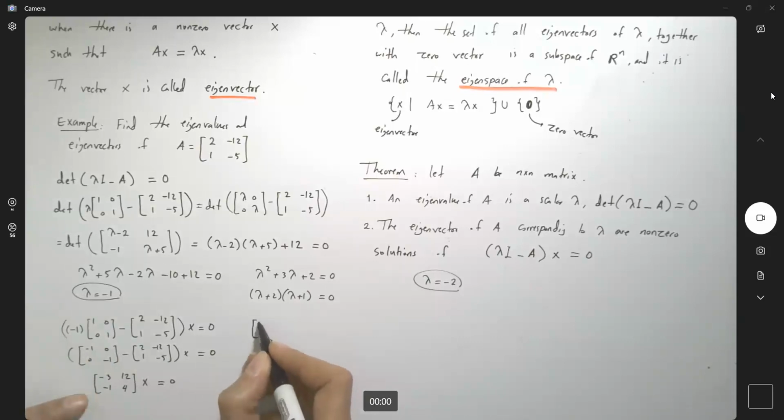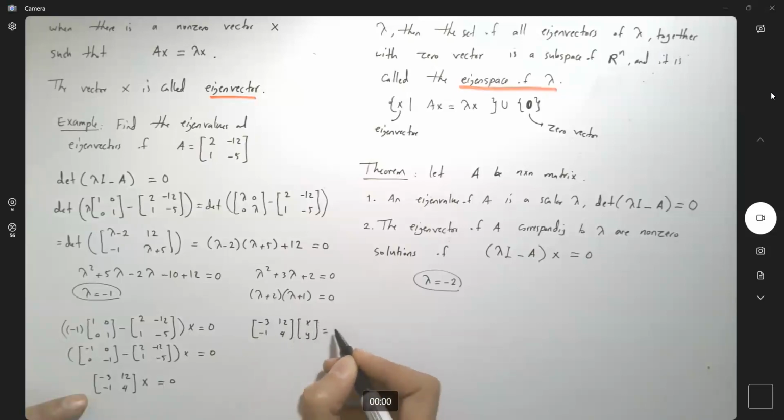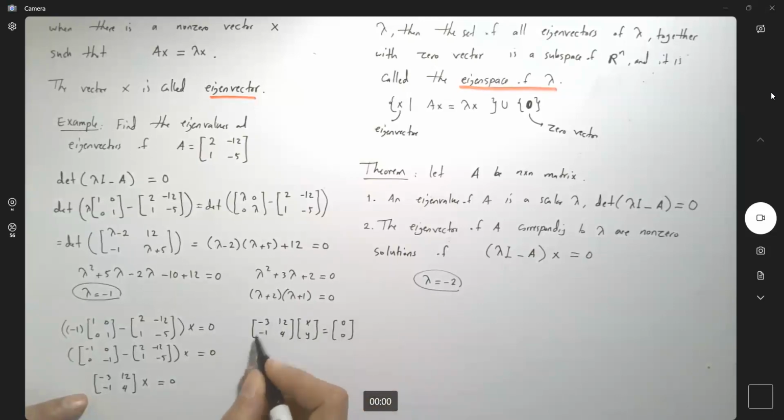Or basically, we are saying that we have -3, -1, 12, 4, times x and y, equal to 0 and 0. Here you can multiply or reduce this matrix as well, because it doesn't matter if you leave it as it is or reduce the matrix. Both of them give you the exact same result. -3x plus 12y is 0, -x plus 4y is equal to 0. So basically, if I multiply the first equation by a third or the second equation by 3, I get the exact same result.